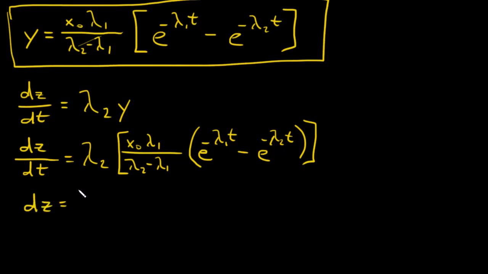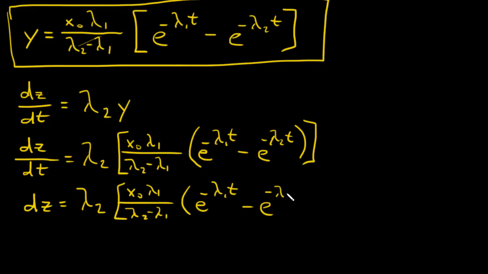dz equals lambda 2 bracket x naught lambda 1 over lambda 2 minus lambda 1 times e to the negative lambda 1 t minus e to the negative lambda 2 t dt. That's what it becomes. There's nothing else we can move over. There are no z's here. And see, this is why I put that little crossbar, because my 2's look like z's an awful lot. But if it has the crossbar, it's a z. Otherwise, it's a 2. So now that we have it separated, we can take the integral of this.